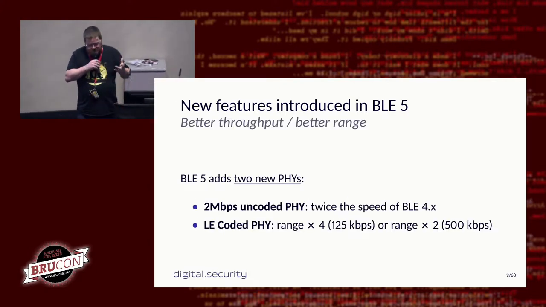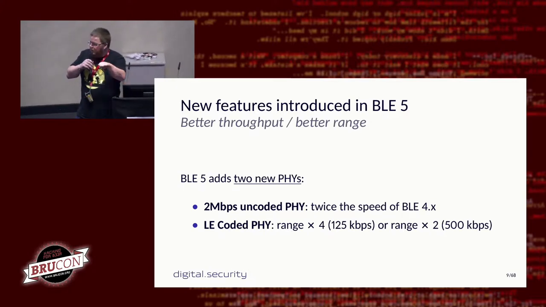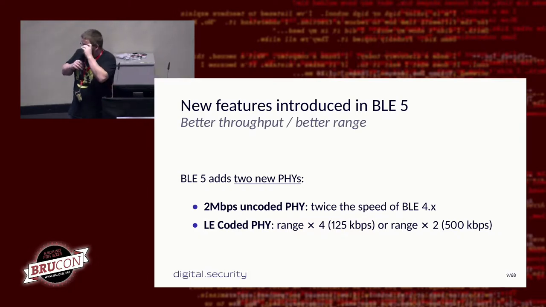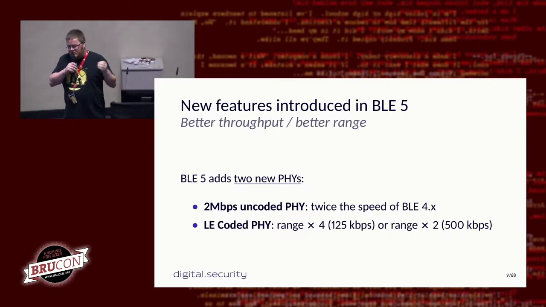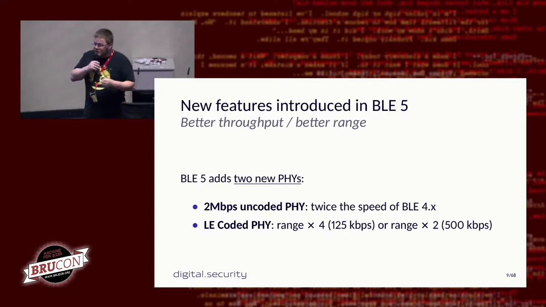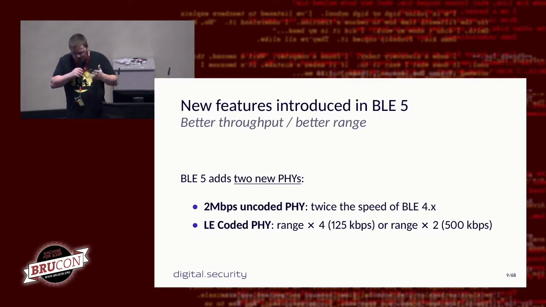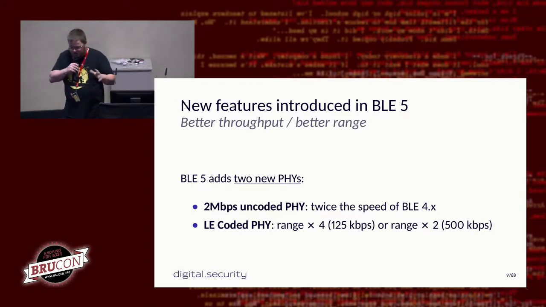The better throughput is possible thanks to two new PHYs. A PHY is a physical communication layer used in radio. So these two new PHYs, the first one is a 2 megabit per second PHY, which doubles the speed of BLE. If you are used to BLE 4, you know that sending data takes some time, and with this new version of BLE 5 and this new PHY, you can send data faster.